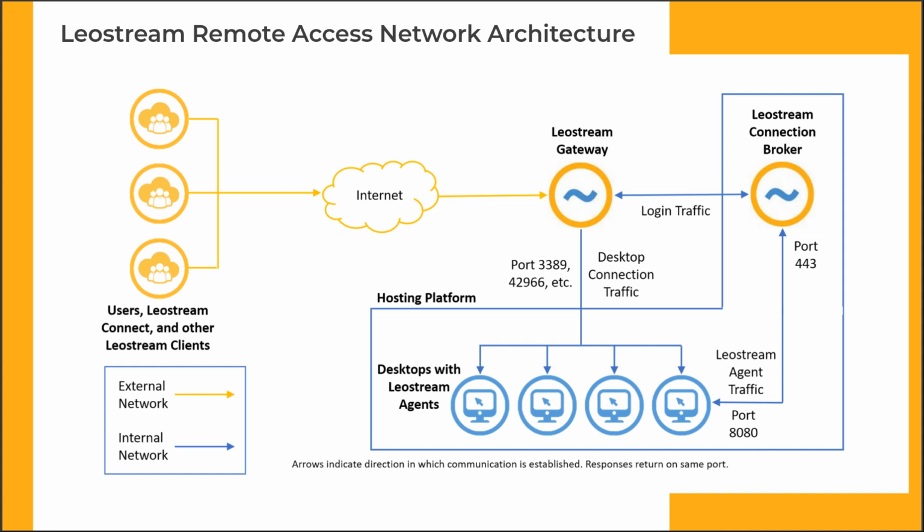It serves two purposes. It sends login traffic on 443 from the user's client to the connection broker, so the broker can authenticate the user and implement your access control rules. After the broker returns a list of the user's permitted resources, the user requests a connection to one, and now the gateway switches tasks and tunnels the user's desktop connection.